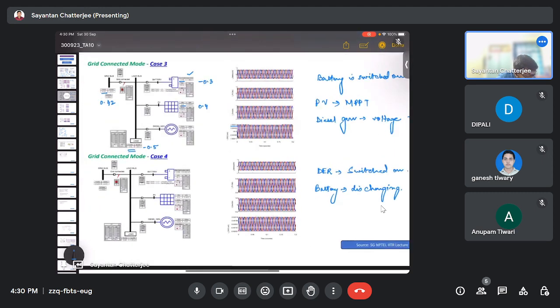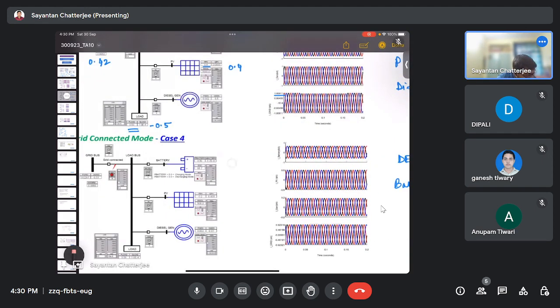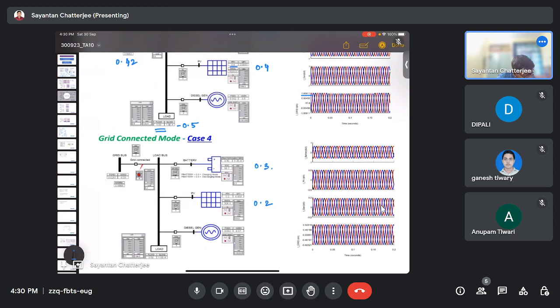Again, here the battery is feeding 0.3, PV is feeding 0.2, and the diesel generator is there for voltage support. So 0.3 and 0.2 come to 0.5, and the grid is feeding nearly 0, 0.0267. So again the load power requirement is 0.5. So it is for voltage support.